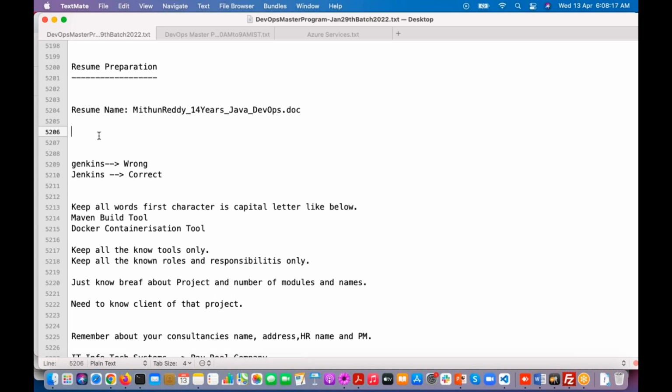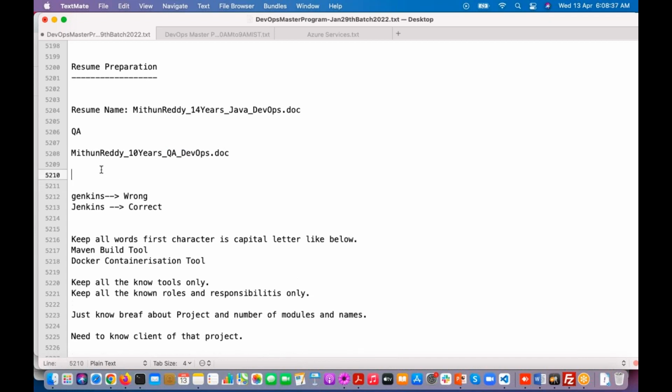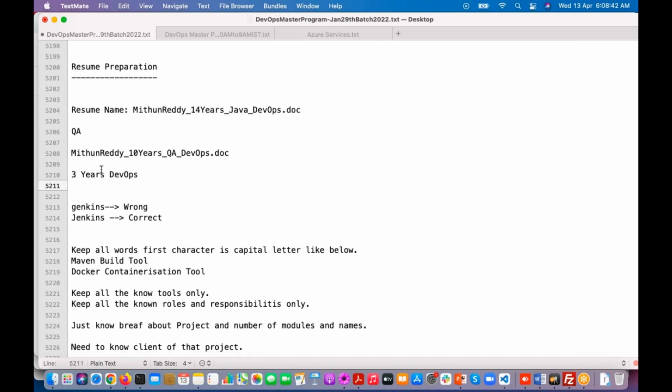Suppose you are working as a QA. Suppose you have 10 years of experience in QA, so you can mention QA and DevOps. Out of 10 years, you can showcase 3 years in DevOps and the remaining 7 years in QA, your current profile. Like this you can do.